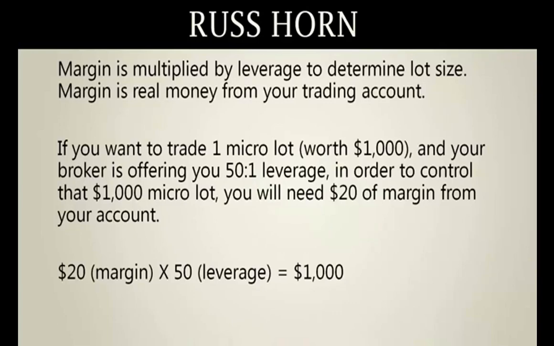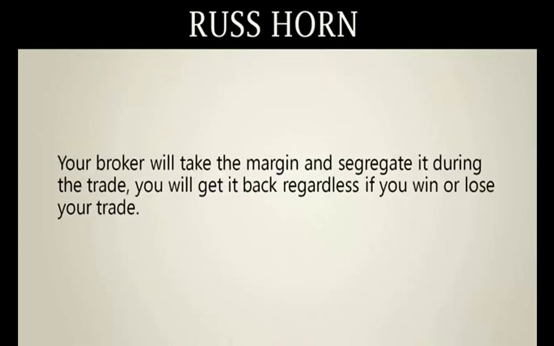Now, margin is real money from your trading account. If you want to trade one micro lot, now that's worth $1,000, and your broker is offering you 50 to 1 leverage, in order to control that $1,000 micro lot, you'll need $20 of margin from your account. So that $20 of margin times that 50 to 1 leverage, $20 times 50 gives you $1,000, and that's one micro lot. Your broker will take the margin and segregate it during the trade. You will get it back regardless if you win or lose your trade.